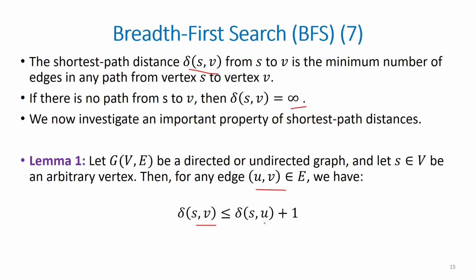The proof is quite straightforward. We can claim that if U is reachable from S, then V is also reachable from S, since there exists the edge UV that connects vertex U to vertex V. So the shortest path from S to V cannot be longer than the shortest path from S to U plus the edge UV. This implies that the equality in the theorem holds. If U is not reachable from S, then delta SU would be equal to infinity, and thus we have the less than sign.